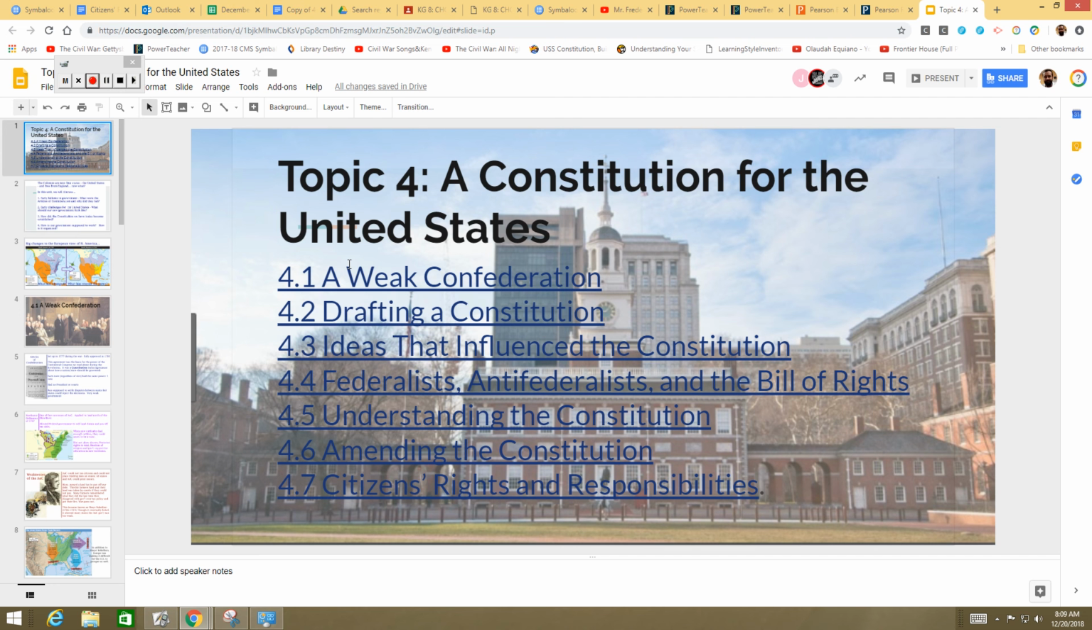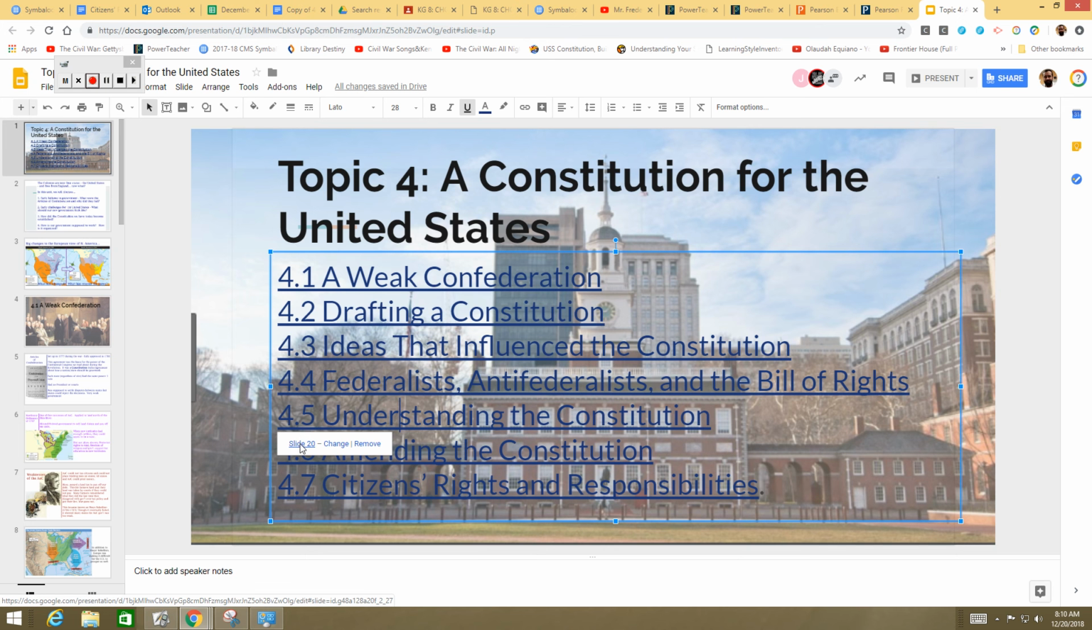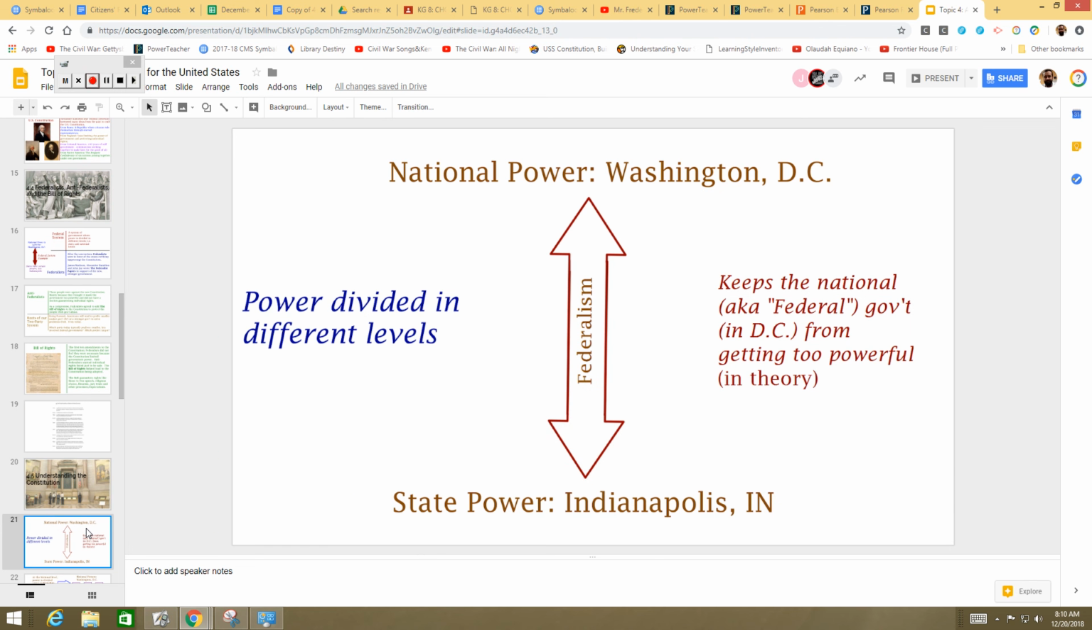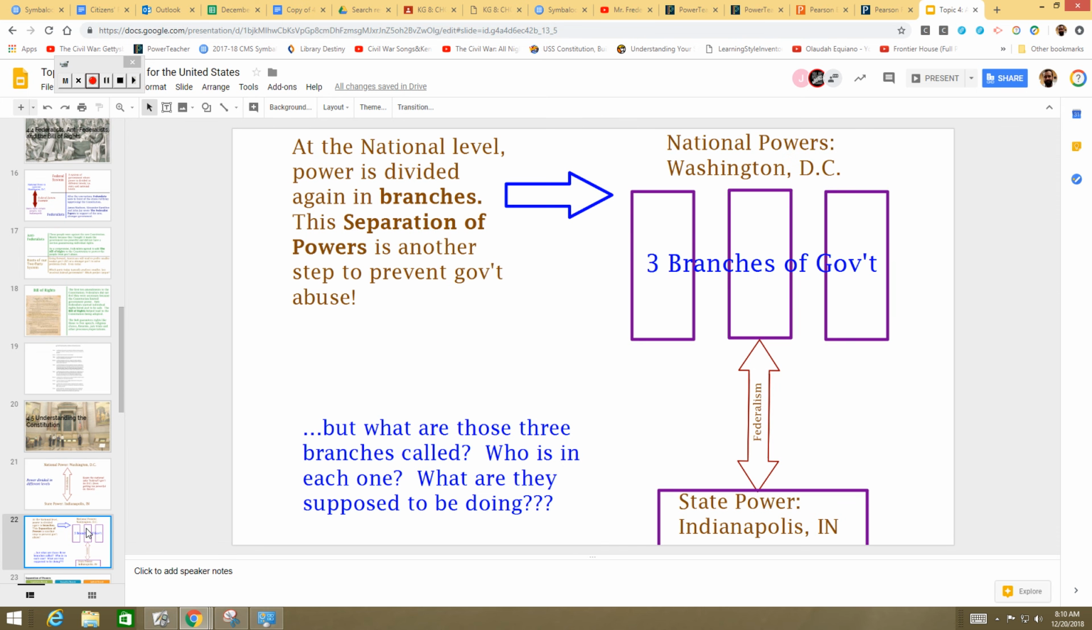A weak confederation, no, it's not branches of government because that was the Articles of Confederation. Drafting a constitution, ideas, Federalist, Anti-Federalist, and the Bill of Rights. Understanding the Constitution. That sounds like it might have something to do with how the branches of government are arranged and organized. So I jump to that slide and I start looking for how many branches of government there are. No, that's about federalism. Oh, here we go. This slide has something about branches of government over here. So you could tell me that your source is slide 22 on branches of government or separation of powers.